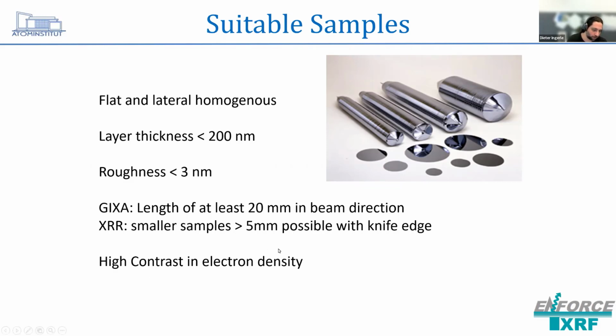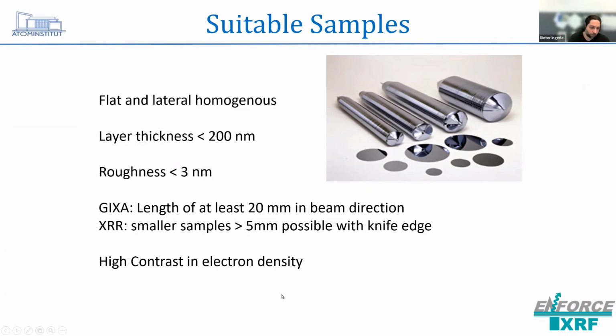For XRR, it's a little bit more forgiving. There you can really use also knife edges, small angles to limit the beam footprint, and can get away maybe with as small as maybe 5 millimeters or so. But then, of course, we have the problem that we can no longer measure grazing incidence XRF because the knife edge is actually in the center of the sample where the fluorescence detector should be.